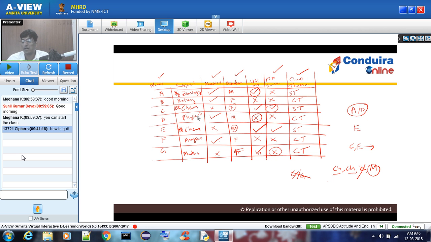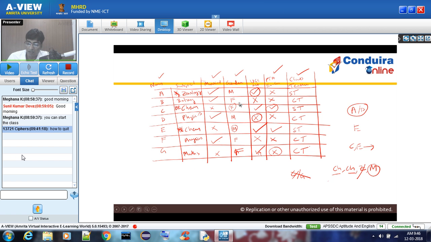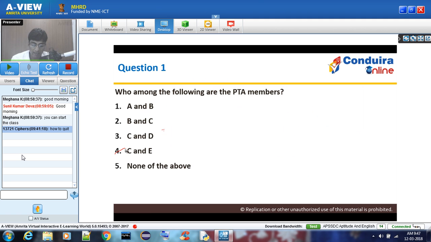Now, how are we going to mark answers from this? Who among the following are the PTA members? Now we know this. PTA members are, the one tick is C, the other tick is E. So this answer should be C and E.